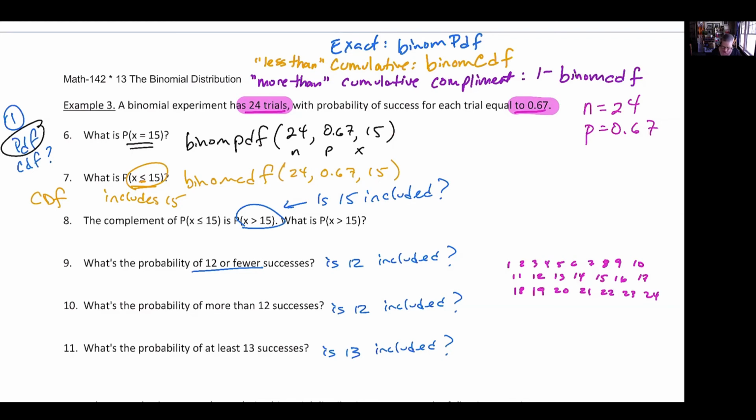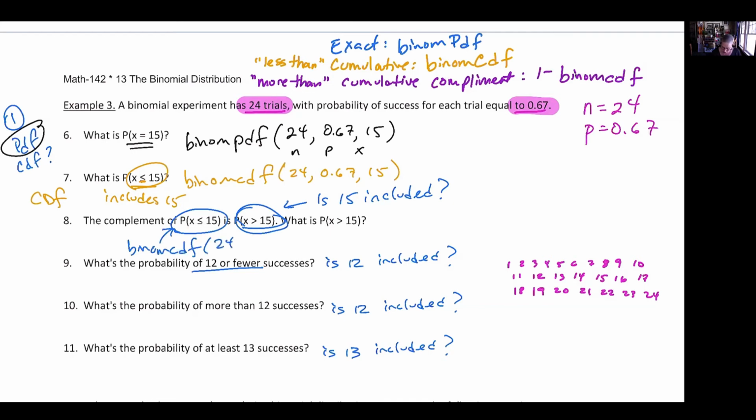Okay, so the complement, part 8, the complement of P(X ≤ 15) is P(X ≥ 15). Okay, so in this one, we don't have to worry so much about if 15 is included for here. We need to know about it for this because this is the less than. So this is what we would use the binomcdf for.